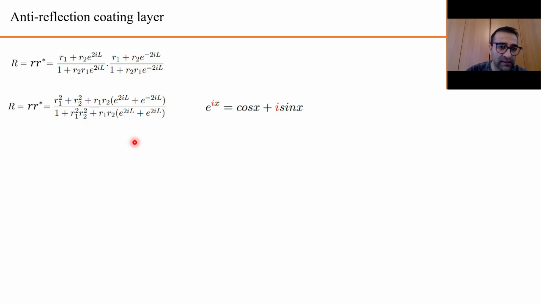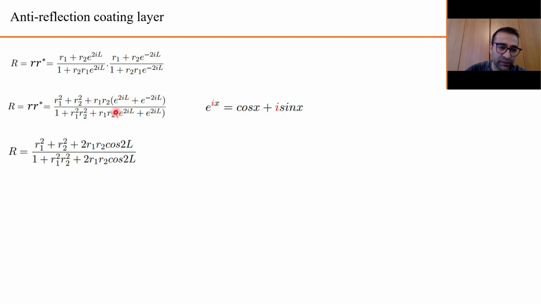And if you make it slightly simpler by using the Euler equation, we know that according to the Euler equation, the exponential of any complex number can be expressed in the form of cosine and sine, and this is cosine x plus i sine x. And because here we have 2iL plus minus 2iL, their summation will be 2 cosine 2L, right?